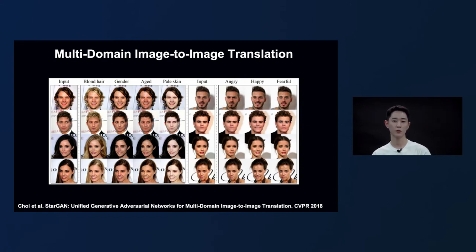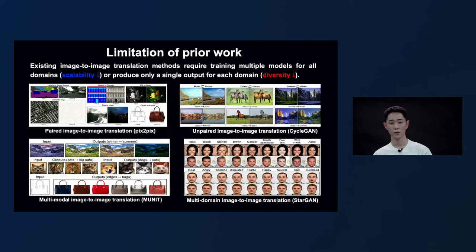If you use StarGAN, you can create images for multiple domains with just one generator. For example, hair color, gender, age, skin color, and facial expressions can all be changed with just one generator.